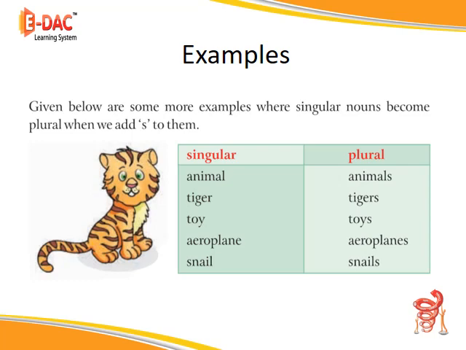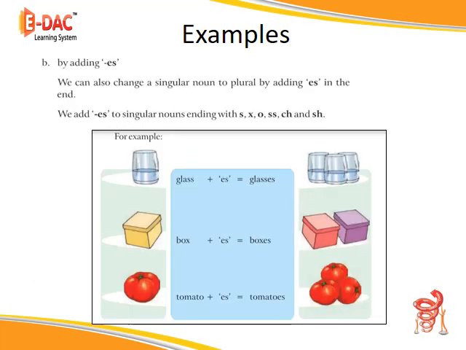Aeroplane, aeroplanes. Snail, snails. Examples by adding es. We can also change a singular noun to plural by adding es in the end. We add es to singular nouns ending with s, x, o, ch and sh. For example, glass, glasses, box, boxes, tomato, tomatoes.